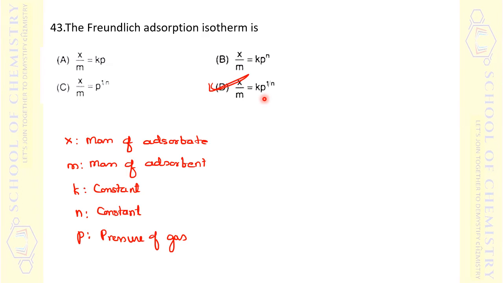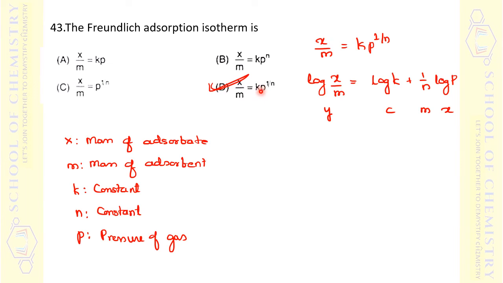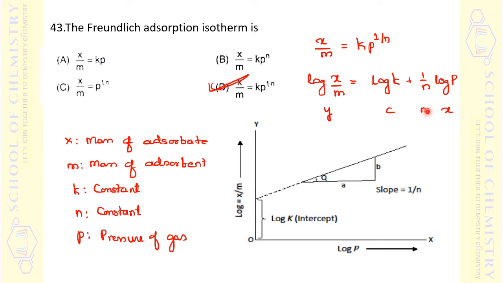So p will actually be pressure, right? One more additional piece of information regarding this. If you take the logarithmic form of this equation, if you apply log, log of x by m becomes log of k plus 1 by n times log p. This equation is readily in the form of y equals mx plus c, that is a straight line equation. So log of x by m represents y, whereas log k is the intercept c, the slope is 1 by n, and log p is x. You can find it here.